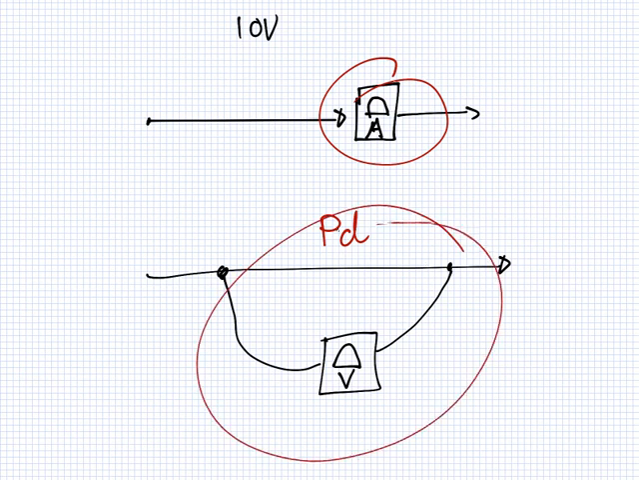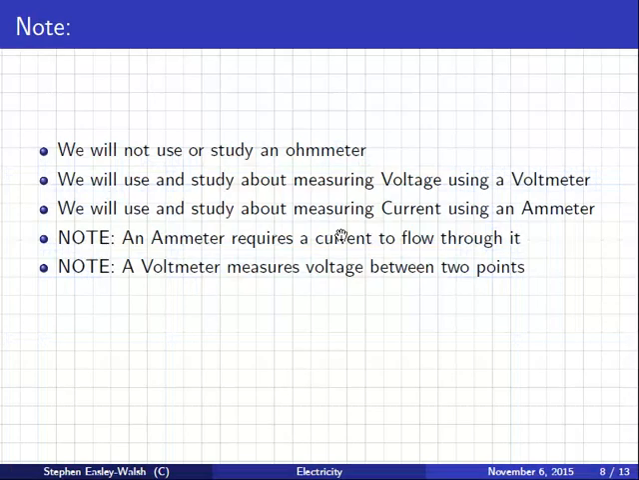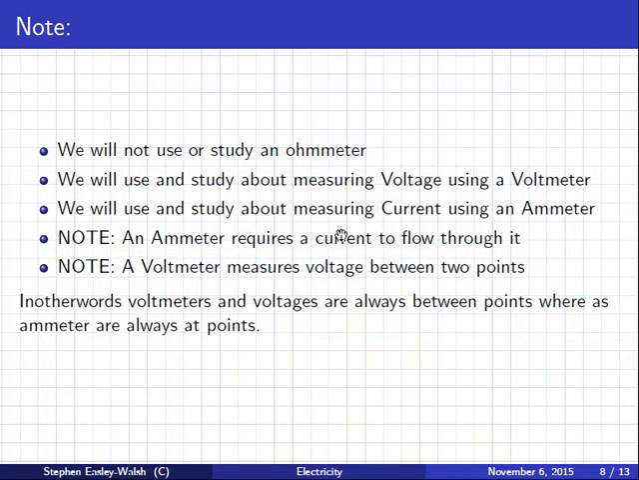Ammeter, voltmeter, like this. Okay. In other words, voltmeters and voltages are always between points, whereas an ammeter is always at the point. And I showed you on the diagram already.